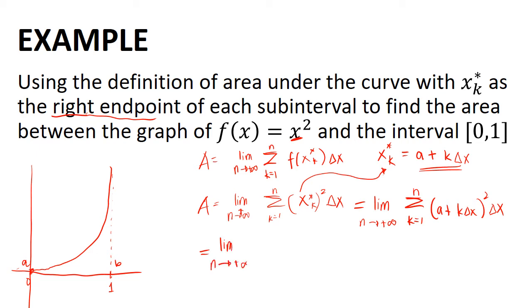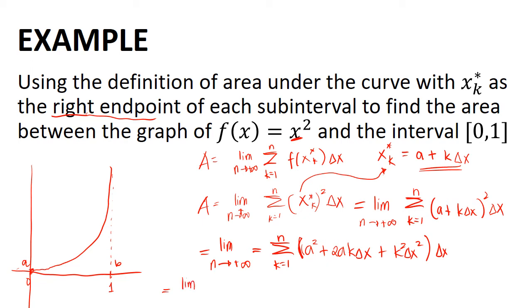Limit as n approaches positive infinity equals summation ng, i-simplify lang natin ito. Expand natin yung a plus k delta x. We got a squared plus 2ak delta x plus k squared delta x squared. Then, i-multiply mo pa ulit.